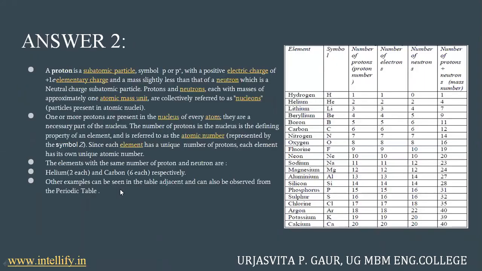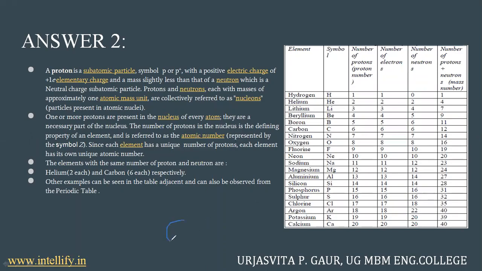A proton, a neutron, and an electron, all 3 are subatomic particles. Specifically talking about a proton, it is a particle which is represented by the symbol p or p+. It has a positive electric charge of +1 e, where e is the elementary charge, and it has a mass which is slightly less than that of a neutron, which is a neutrally charged subatomic particle. With each having a mass of approximately 1 atomic mass unit, you can refer to both the protons and neutrons collectively as the nucleons.